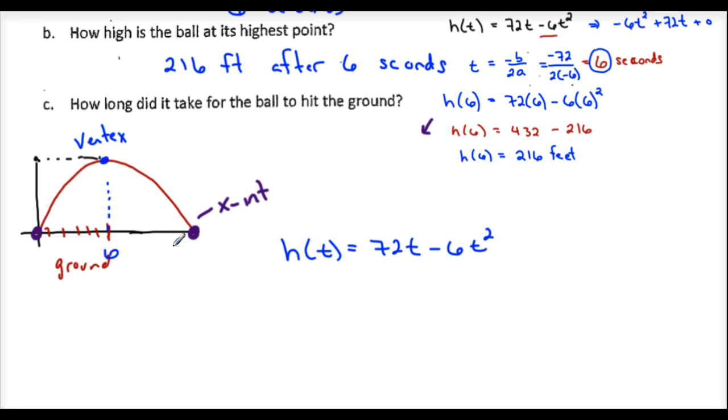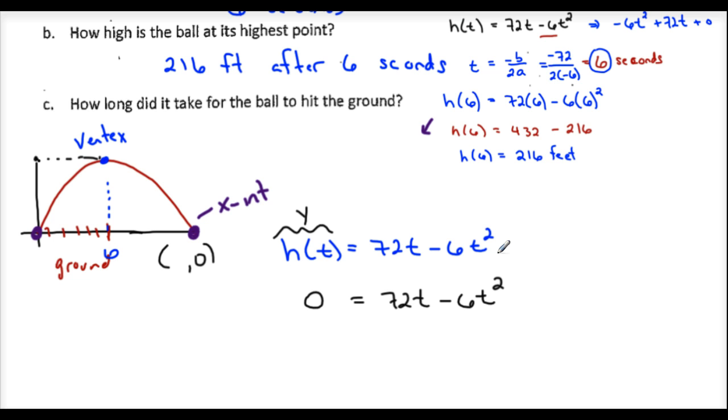The x-intercept means what? What's my y-coordinate going to be? 0. So my y-coordinate, remember, this is your y. This needs to be 0, so set your y equal to 0. So 0 equals 72t minus 6t squared.